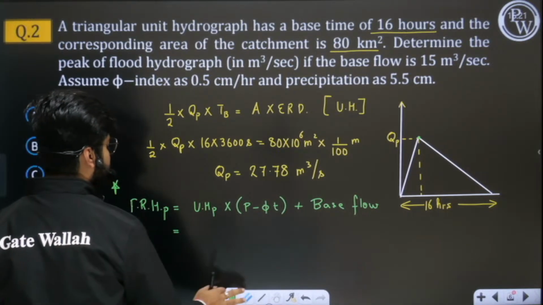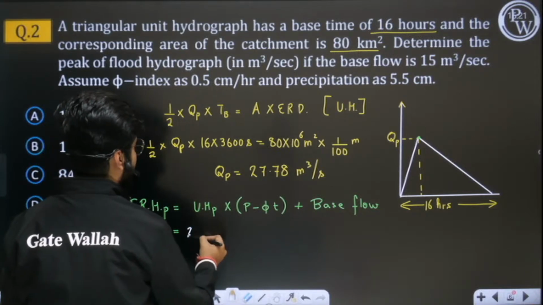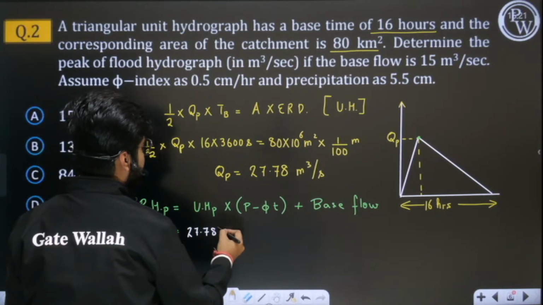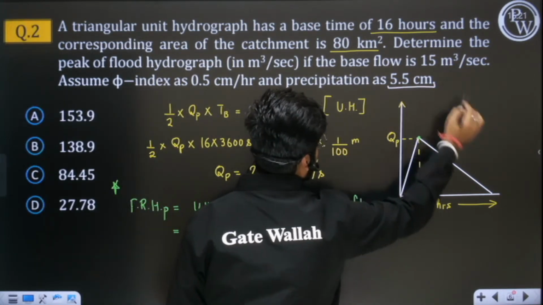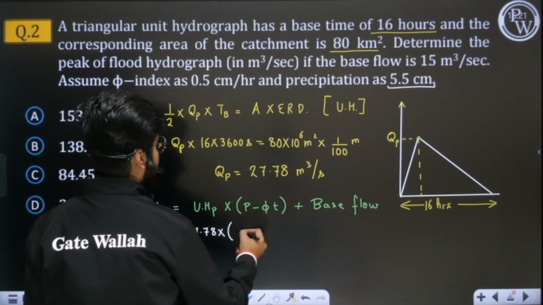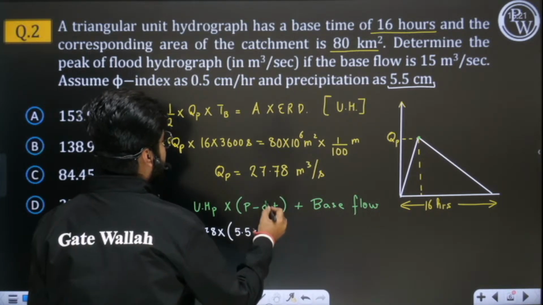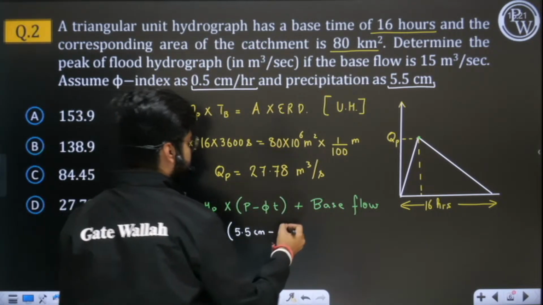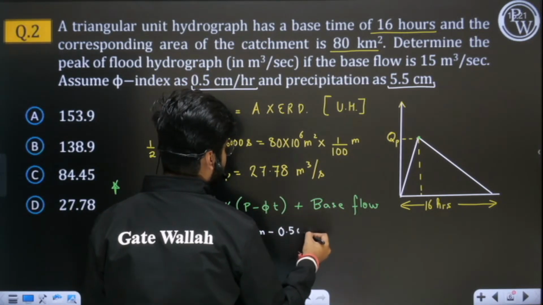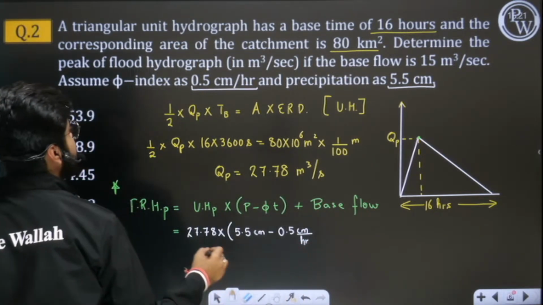So unit hydrograph peak you have just now found out. You will put it here, 27.78. Precipitation value is given to you as 5.5 centimeter, minus infiltration loss, which is given to us as 0.5 centimeter per hour. So in every hour we are losing 0.5 centimeter. And what is the duration of rainfall?